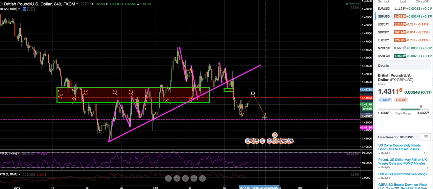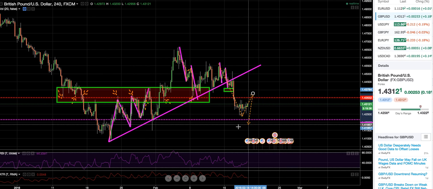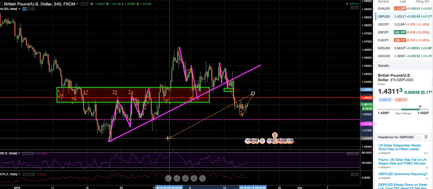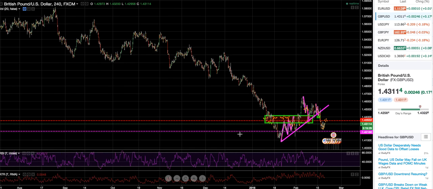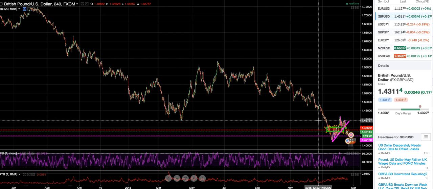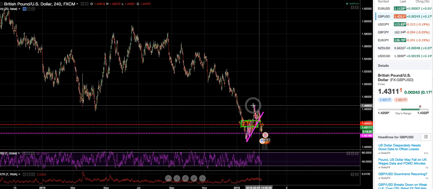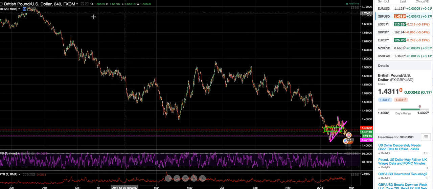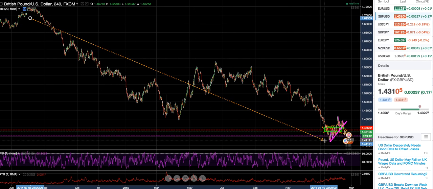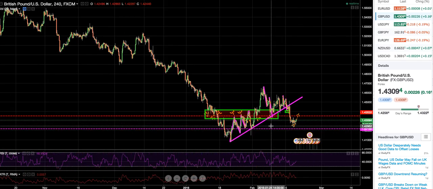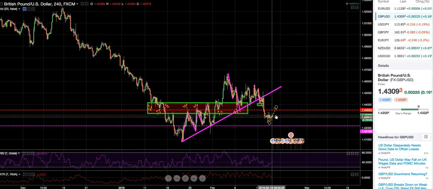So either this level right here, somewhere in here, or somewhere down here. If we break this level right here, I believe we would get into a new low. So that's interesting. You can see how the pound dollar has just been trading massively downwards right here, and I really don't see anything on the technical aspect that would make me expect that to change.